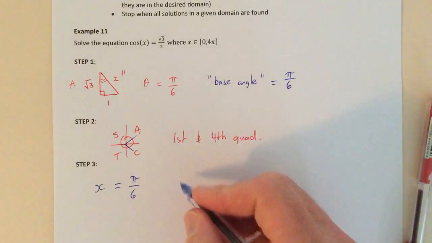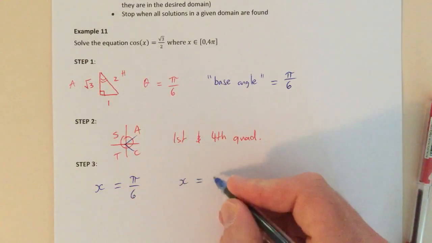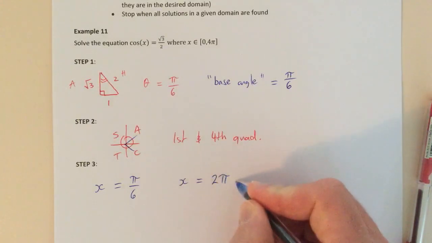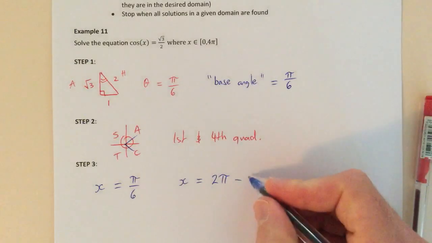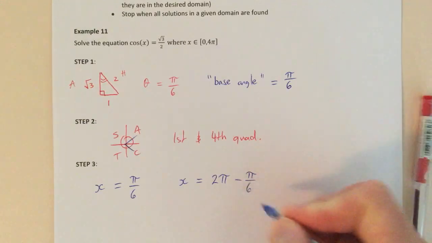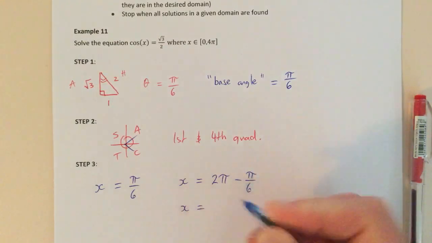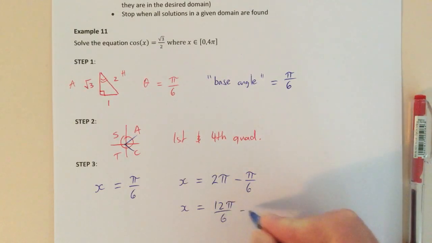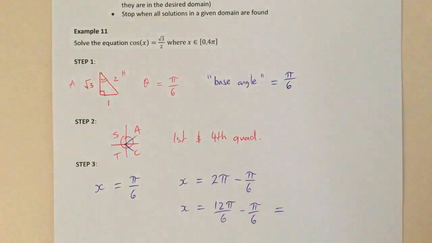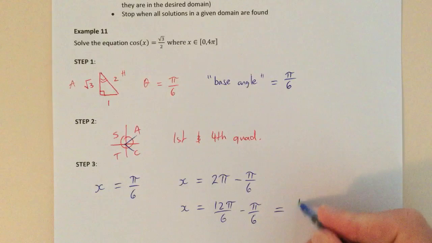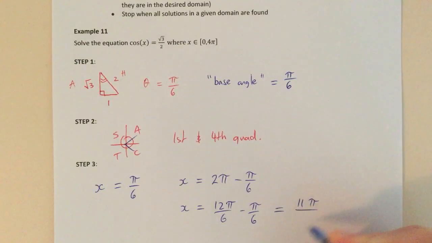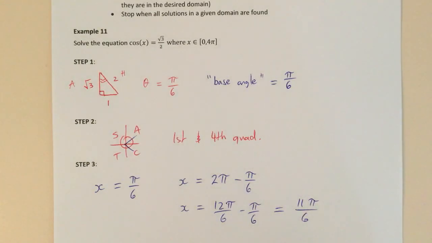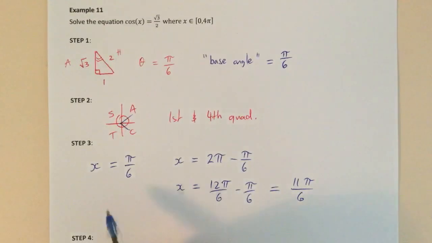The fourth quadrant angles can be written as 2 pi minus theta, and in this case theta is pi on 6. So 2 pi is really 12 pi on 6. When we think of it as 12 pi on 6 minus pi on 6, our answer is just 11 pi over 6. So at this point we have 2 potential solutions: x equals pi on 6 and x equals 11 pi on 6.